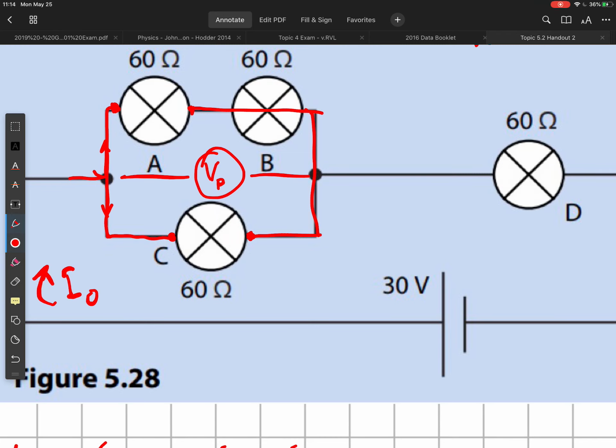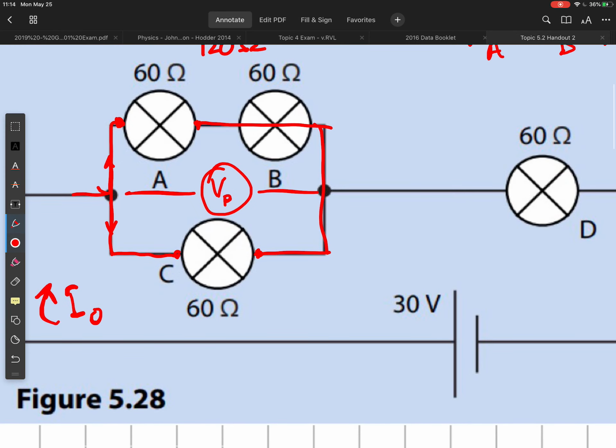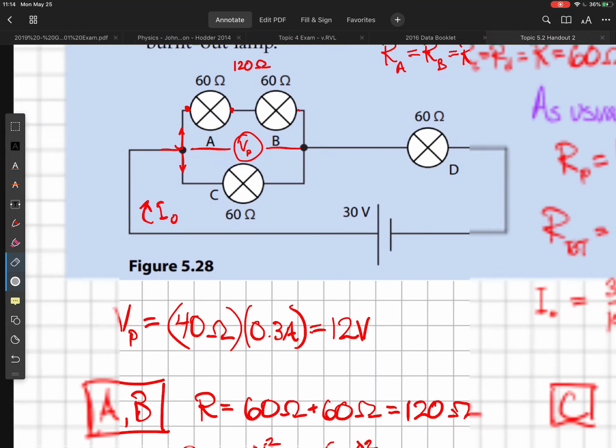across lamp C, okay? And the reason for that is because the wires of this lamp will now just act as a normal wire, okay? So it's not going to be getting any power because the circuit is broken. Okay, so I had a question about that, and hopefully that explanation makes sense.